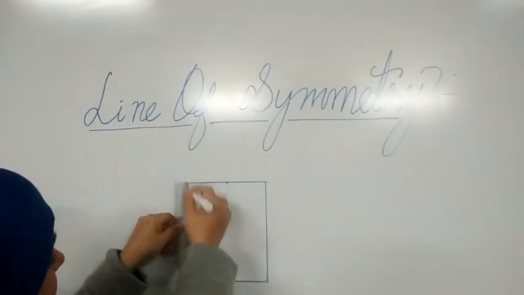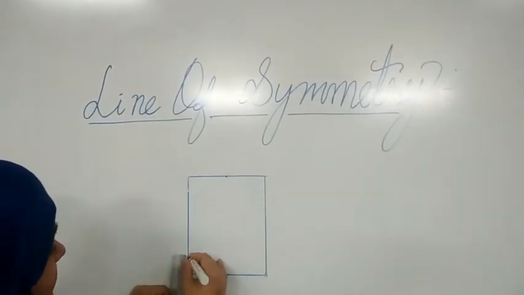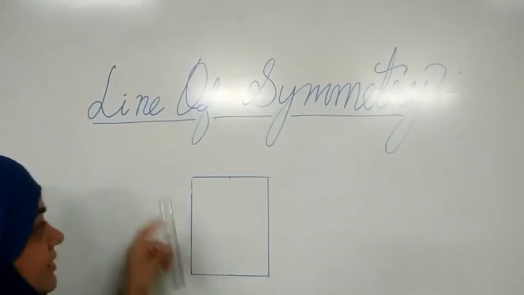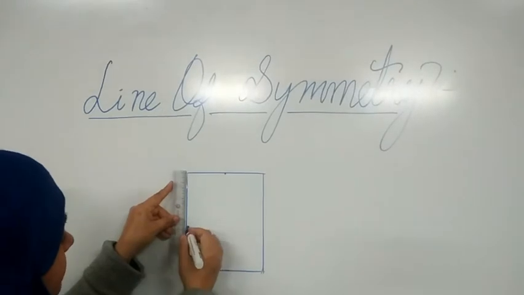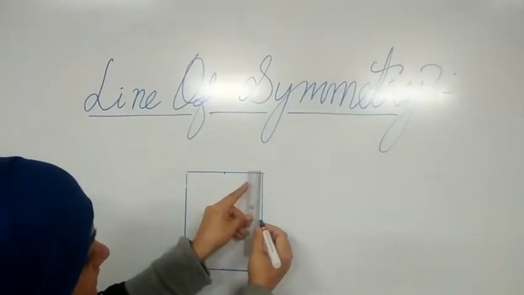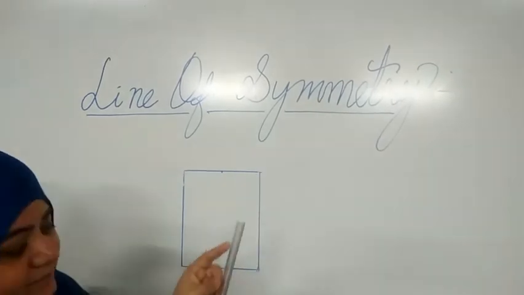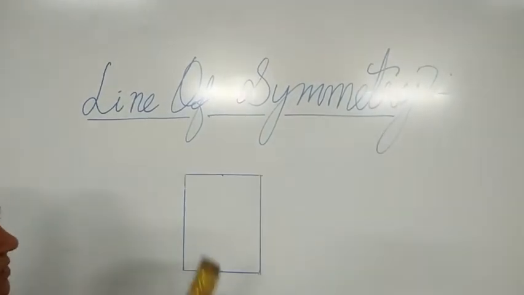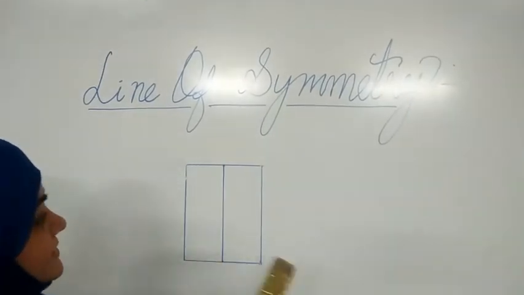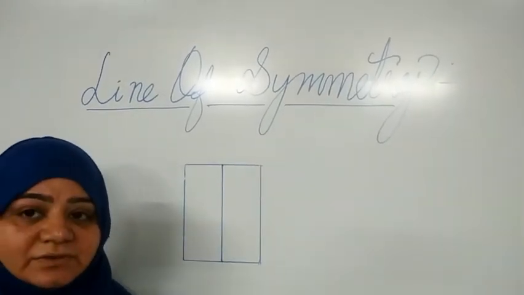In that case, I have to measure the length of this side. So the length of this side is 15 plus 3, 18. Half of 18 is 9. So what I will do, I will mark a point at 9 centimeter over here and 9 centimeter over here. And with the help of the longer scale, now I will draw a line. This line indicates that my figure is divided into two equal halves.